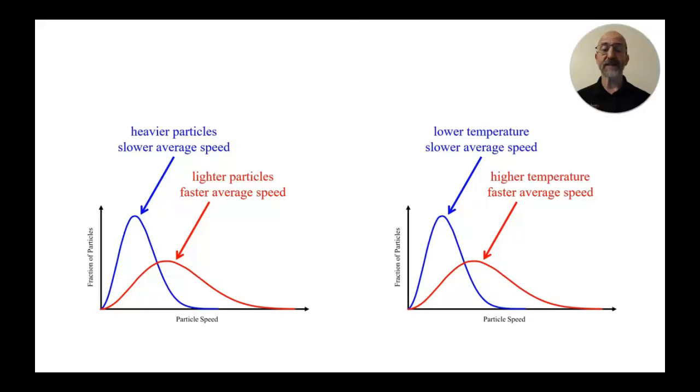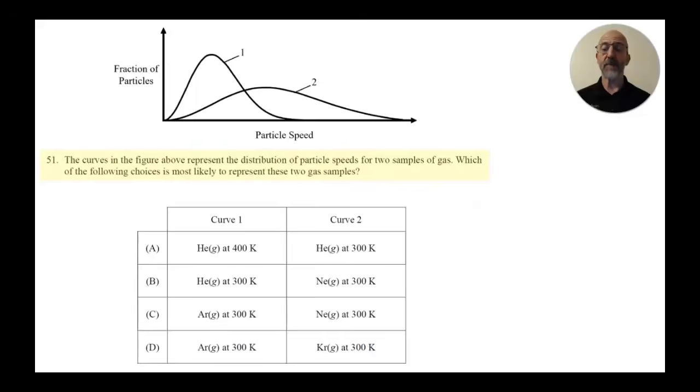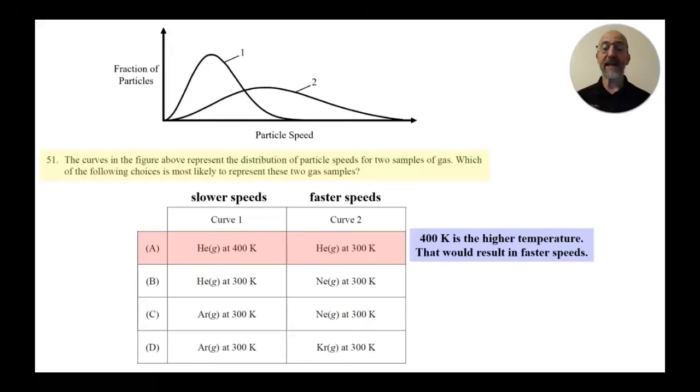And on the right side of the slide, I'm talking about a difference in temperature. A lower temperature is associated with a slower average speed, and a higher temperature is associated with a faster average speed. Let's use this information to analyze the four choices in question 51. So slower speeds for curve 1 according to the information in the diagram, faster speeds for curve 2. So starting with choice A, we have helium at 400 Kelvin and helium at 300 Kelvin. But 400 Kelvin is the higher temperature, and that would result in faster speeds, so we can eliminate choice A.